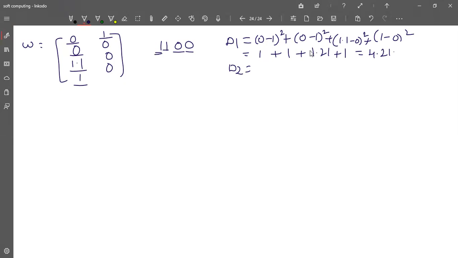And D2 is (1 minus 1) square, (0 minus 0) square, (0 minus 1.1) square, and (0 minus 0) square. This gives us 1. So D2 is minimum. That means our j is equal to 2.